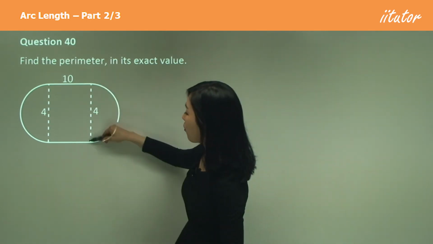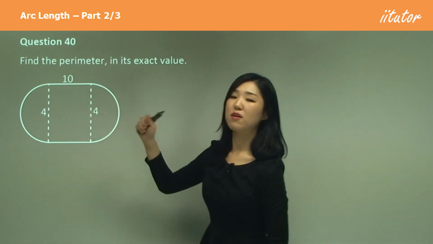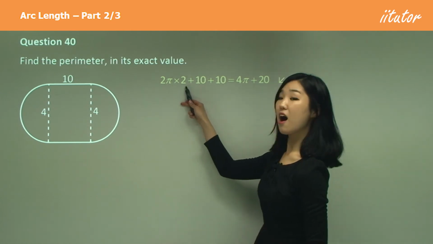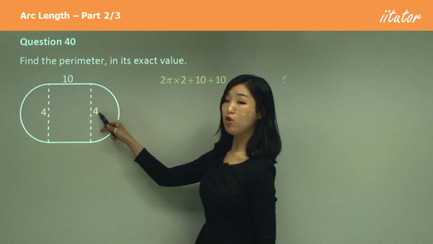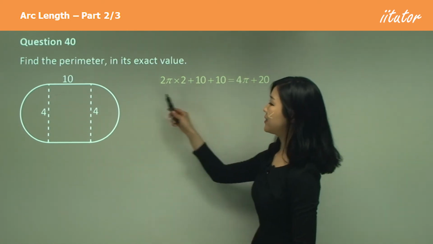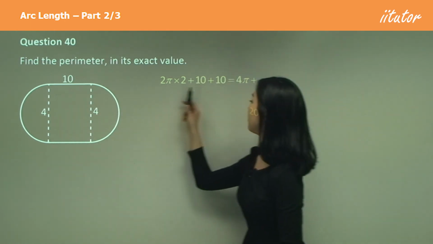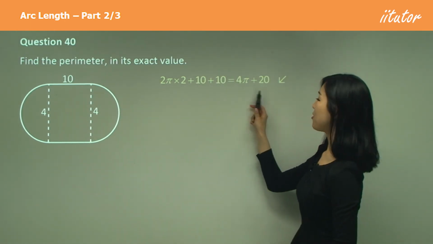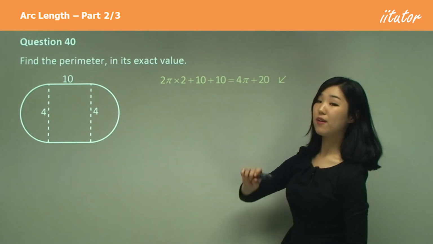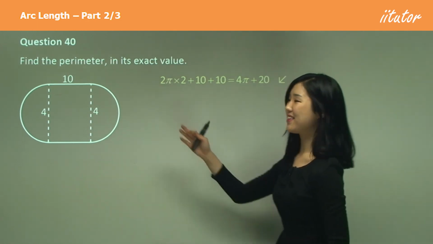But this is 4. So what's the radius? That's the diameter, so radius must be half of 4, which is 2. So I'm going to do 2 pi r. R is 2, half of that. Okay, so the full circle, plus 10, plus another 10. Okay, and add it up, you should get 4 pi plus 20, because 2 times 2 is 4. And that's it. Leave it like that because it says exact value. All right, that's the answer.